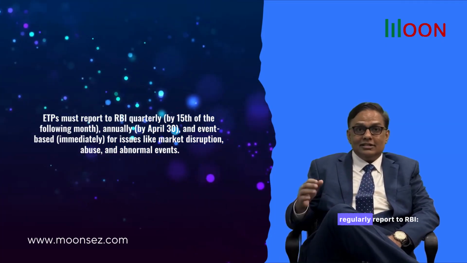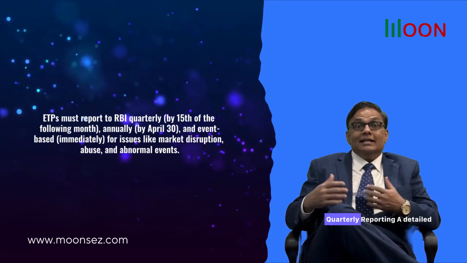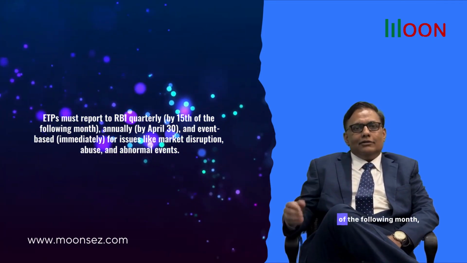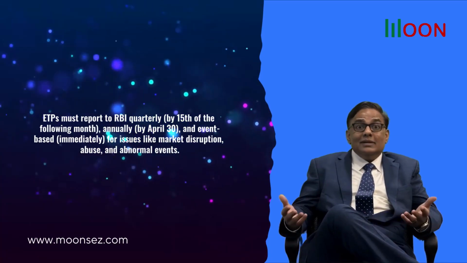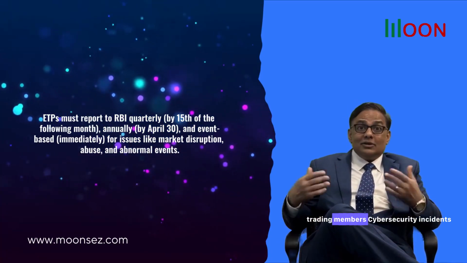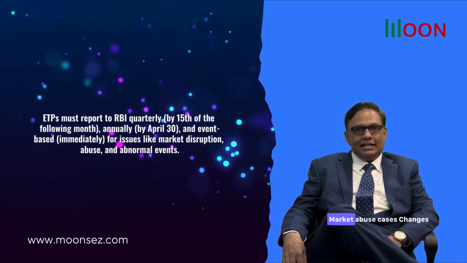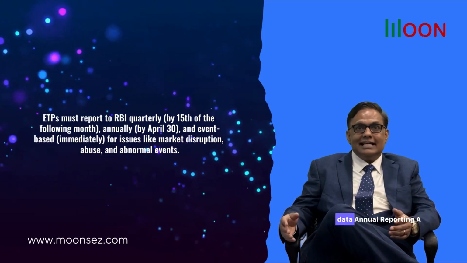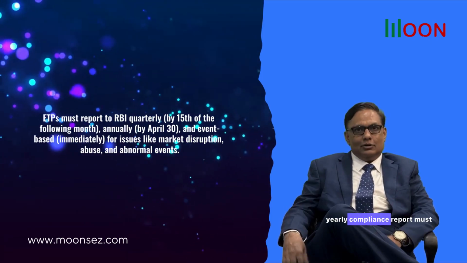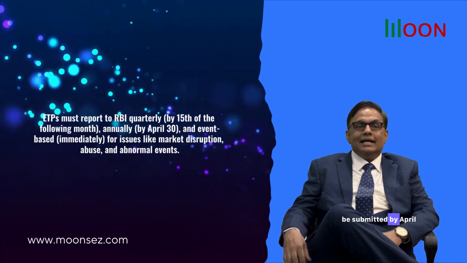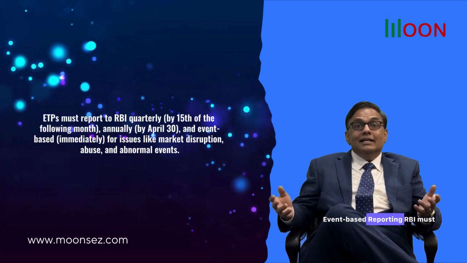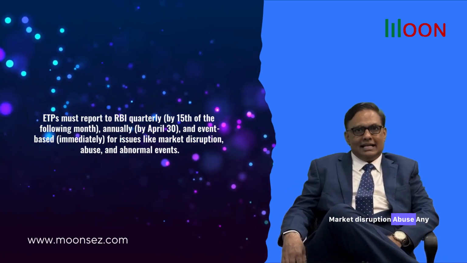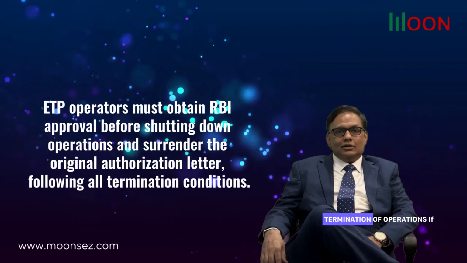Reporting requirements. ETPs must regularly report to RBI. Quarterly reporting: a detailed quarterly report must be submitted by the 15th of the following month using Annex 2. This includes number of trading members, cybersecurity incidents, market abuse cases, changes in trading technology, transaction-wise data. Annual reporting: a yearly compliance report must be submitted by April 30th. Event-based reporting: RBI must be informed immediately about market disruption, abuse, any abnormal events, termination of operations.